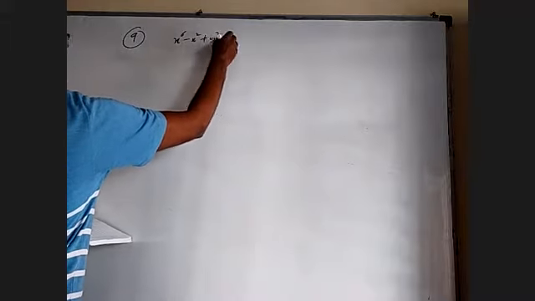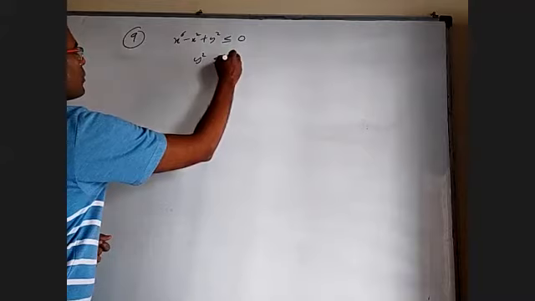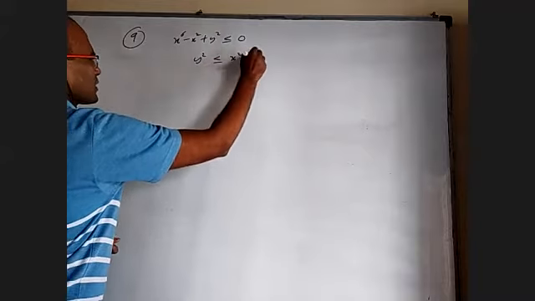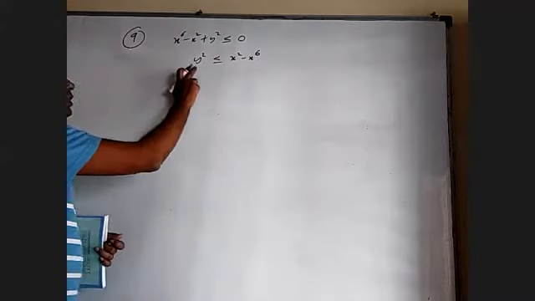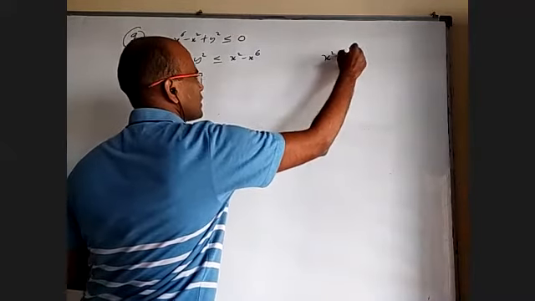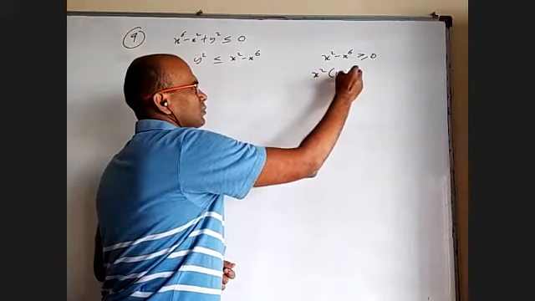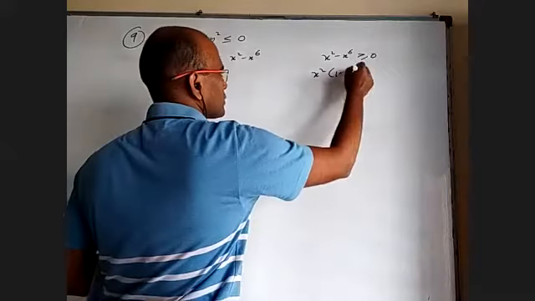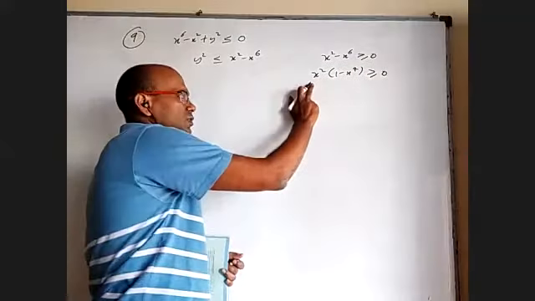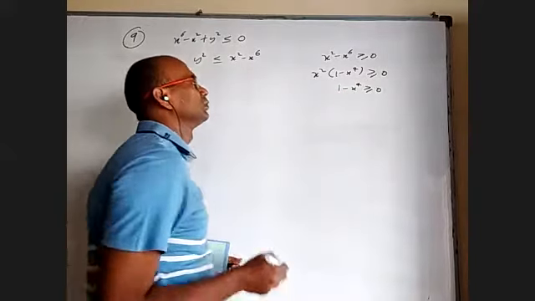x power 6 minus x square plus y square is less than or equal to 0. I can send these to that side. y square should be less than or equal to x square minus x power 6. Because this is positive and this is positive, more than that, this also should be positive. So first of all, x square minus x power 6 should be greater than or equal to 0. If I take x square common, 1 minus x power 4 should be greater than or equal to 0. This anyway is always positive, so we'll get 1 minus x power 4 greater than or equal to 0.